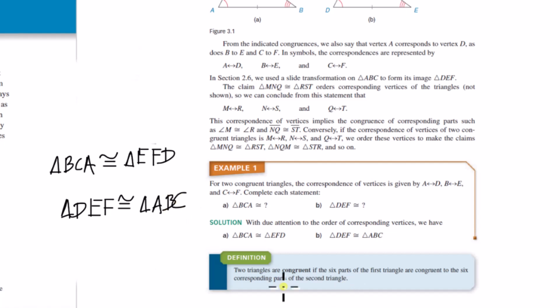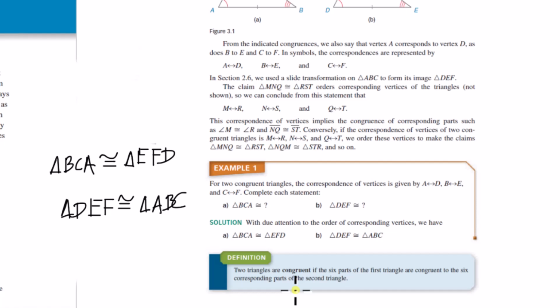Okay, so the definition of the congruence of triangles. This definition is a simple extension to any figure. It says two triangles are congruent if the 6 parts of the first triangle are congruent to the 6 corresponding parts of the second triangle. When it comes to a triangle, we could do this with any figure. You could say two figures are congruent if all of their corresponding features are congruent.